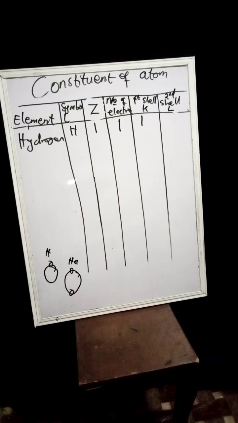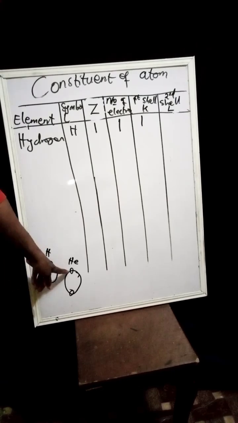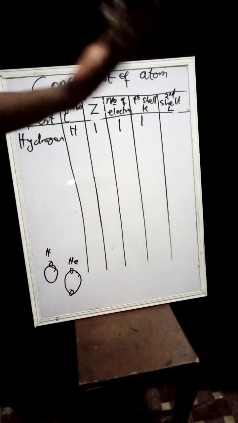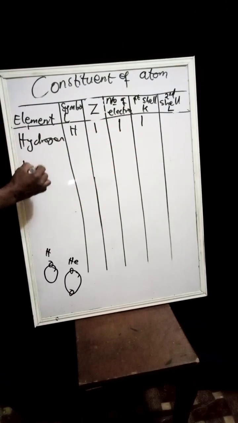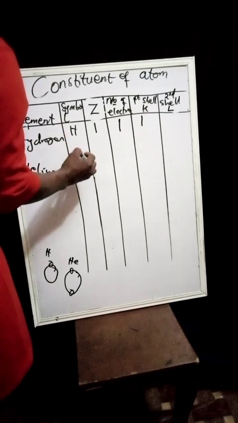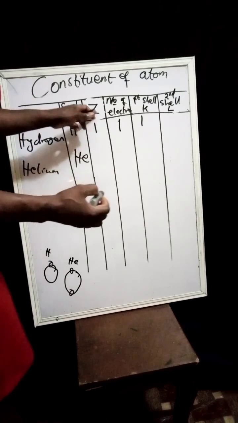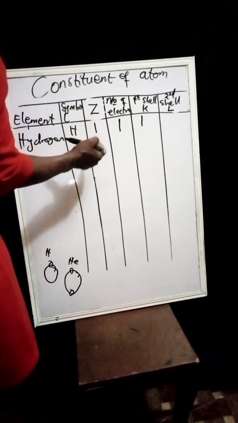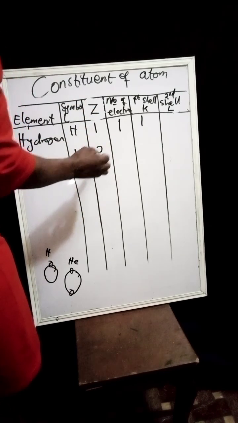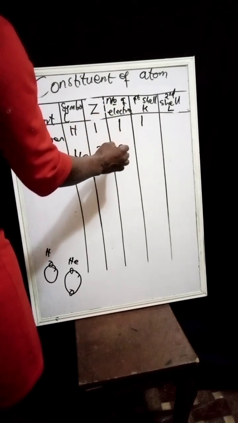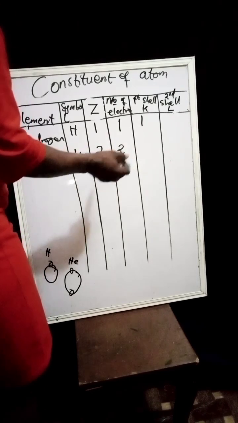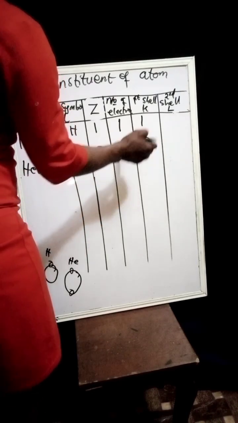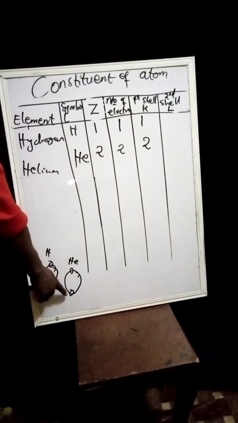Now let's consider that of helium. Helium has 2 electrons. Hydrogen, helium. So it means helium is the second element, right? So its symbol is He. Then the atomic number of helium is 2. The number of electrons is 2. You have 2 electrons there on the shell. So helium has 2 electrons in its what? First shell. You can see it.